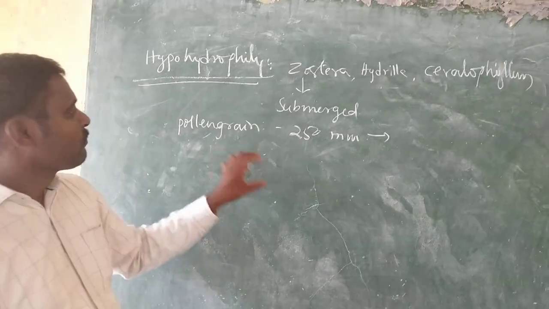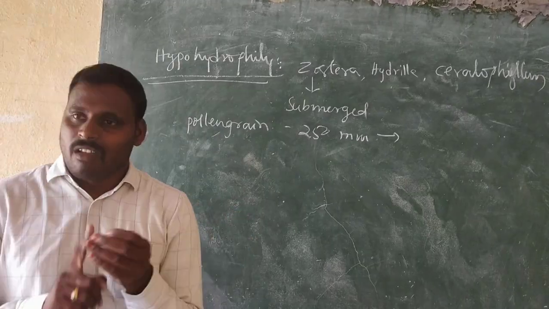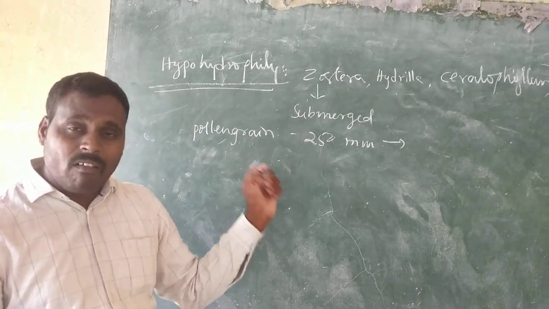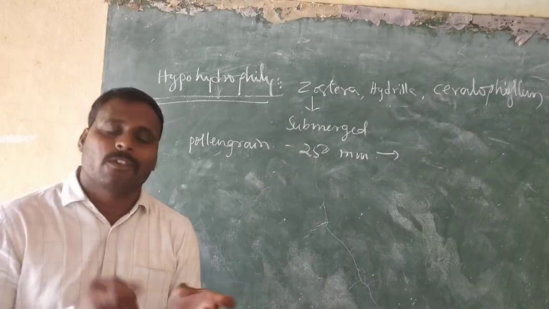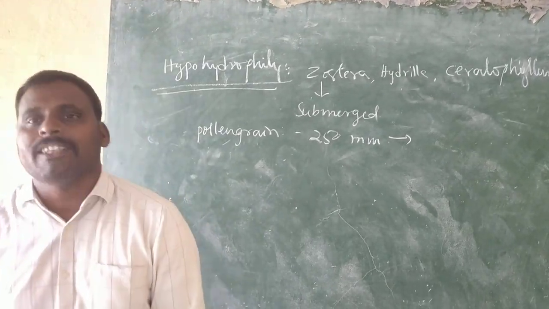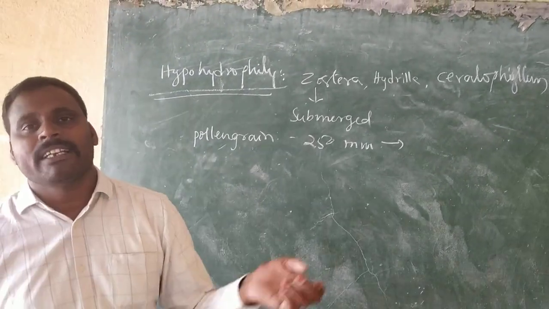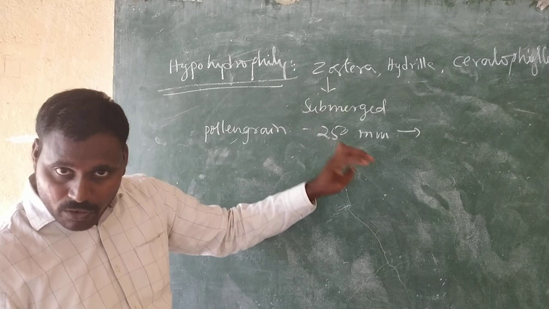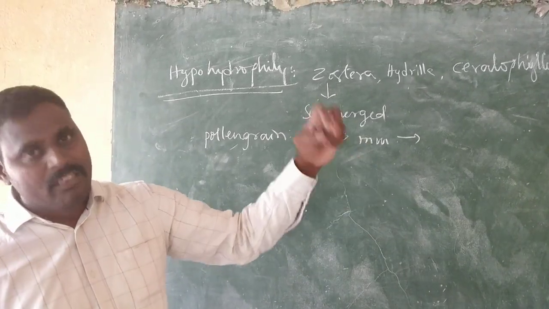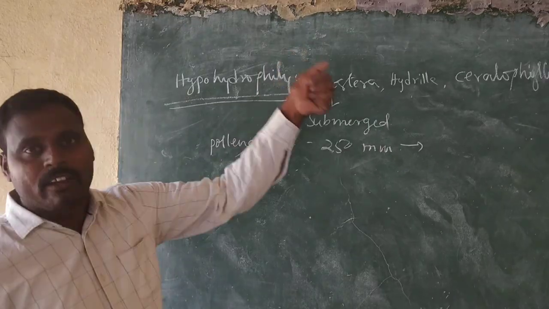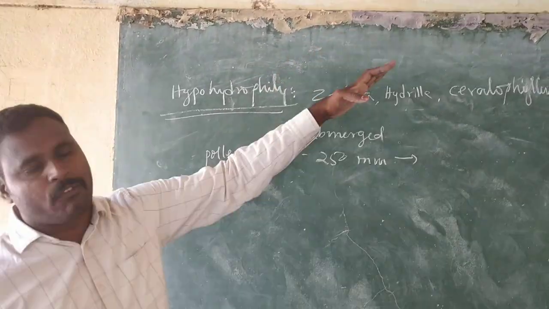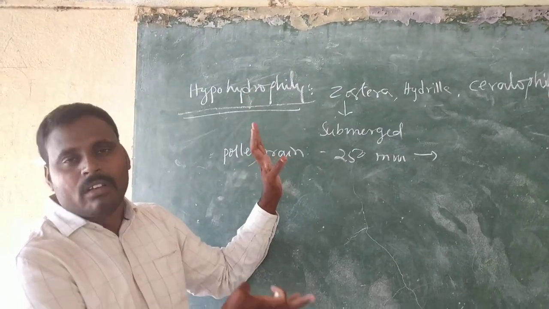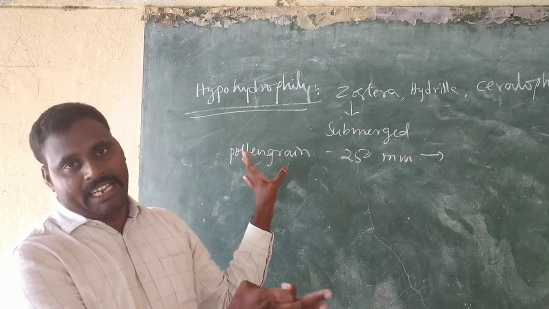What about the stigma? In the members of Zostera, the stigma is long. Whenever the pollen grains come in contact, the stigma coils around the pollen grains. As a result, it facilitates pollination. After completion of pollination, fertilization and development take place inside the water. Here, both pollination and fertilization take place inside the water. But in epihydrophily, pollination takes place on the surface of water, but fertilization takes place inside the water. This is about abiotic pollinating agents.